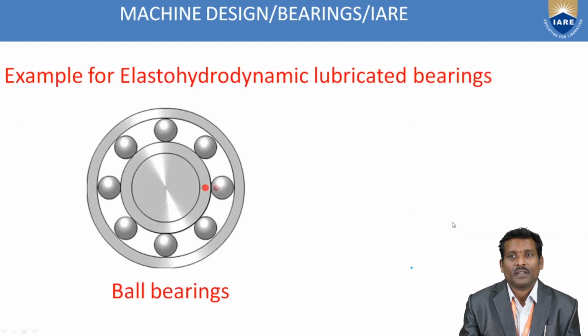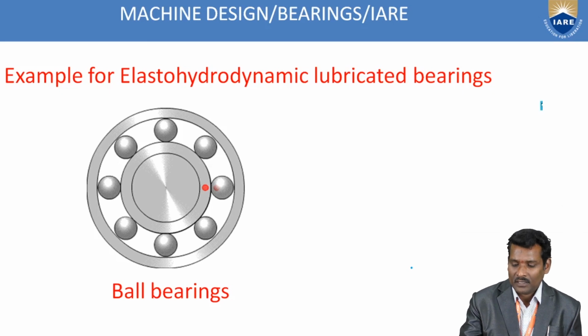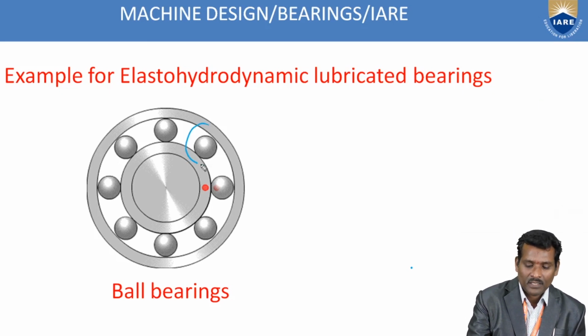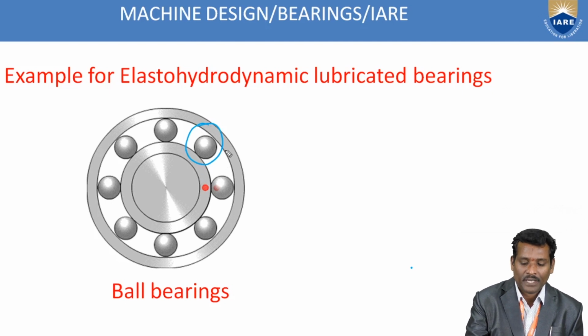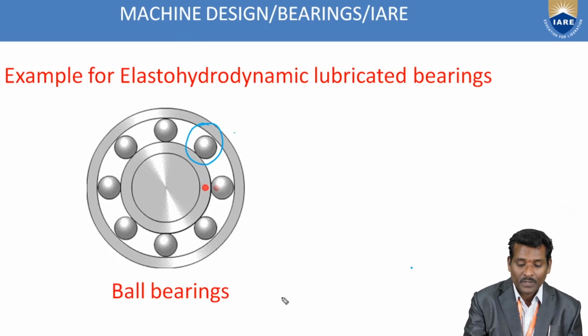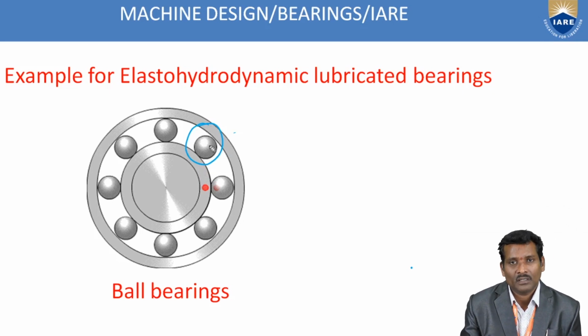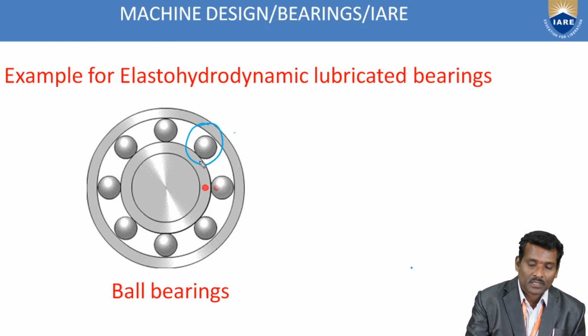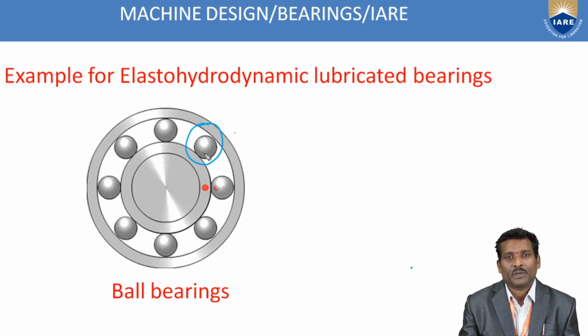See, the example for elastohydrodynamic lubricated bearings is ball bearings. Another good example is cam and follower. Another one is gear wheels. These elements come under this category. See here, the contact between these two surfaces: one is a rotating element, and this is the fixed element, the bearing. In between, another element is present, that is balls or rollers. Due to this contact surface, sufficient pressure will be generated inside the bearing.